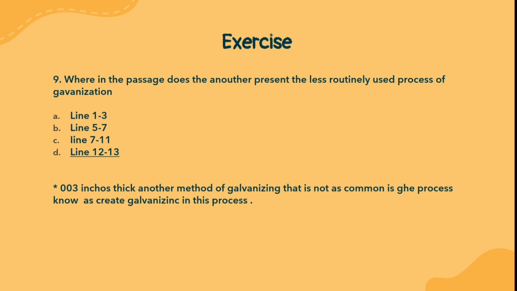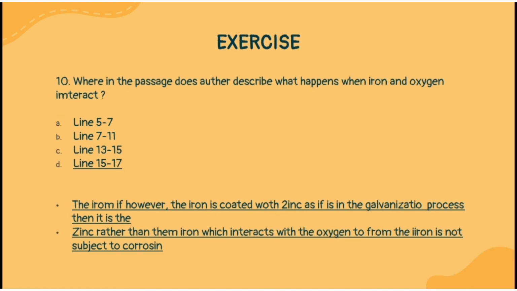0.003 inches thick. Another method of galvanizing that is not as common is the process known as electrogalvanizing. In this process. 10. Where in the passage does the author describe what happens when iron and oxygen interact?